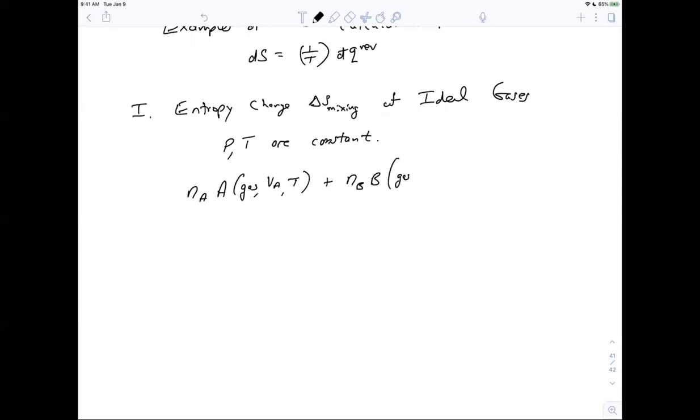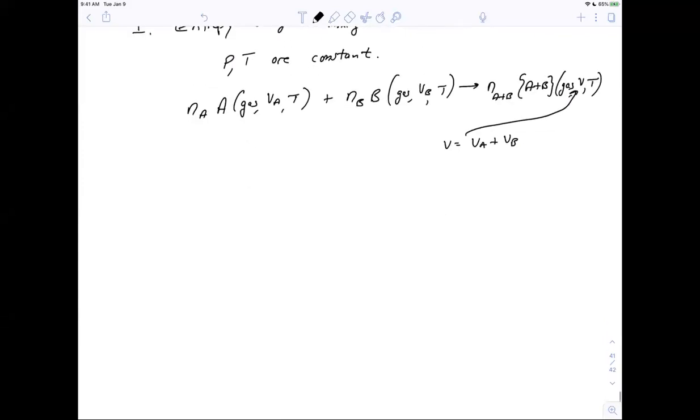Okay, and this is a gas. Initially, it will be occupying a volume V_B, at T, and then what we're going to have is something that goes to N_A plus N_B, where we'll have everything mixed together. I'll write this as the combination of A plus B together, a gas, with volume V at temperature T. And this volume V will be V_A plus V_B, and now we'll use this pictorially to see what that means.